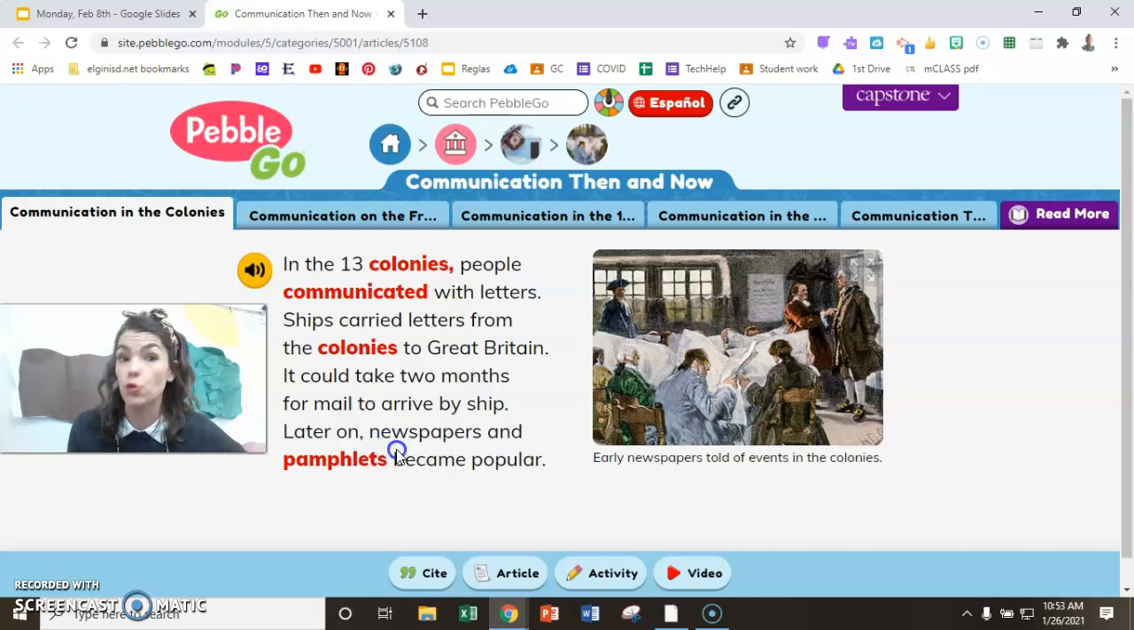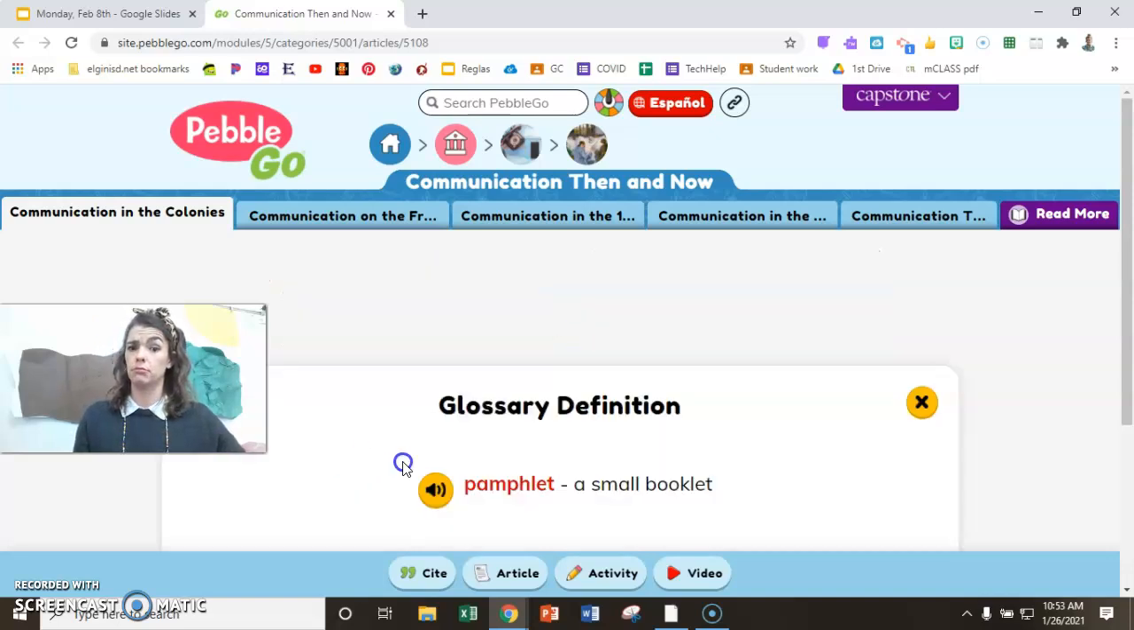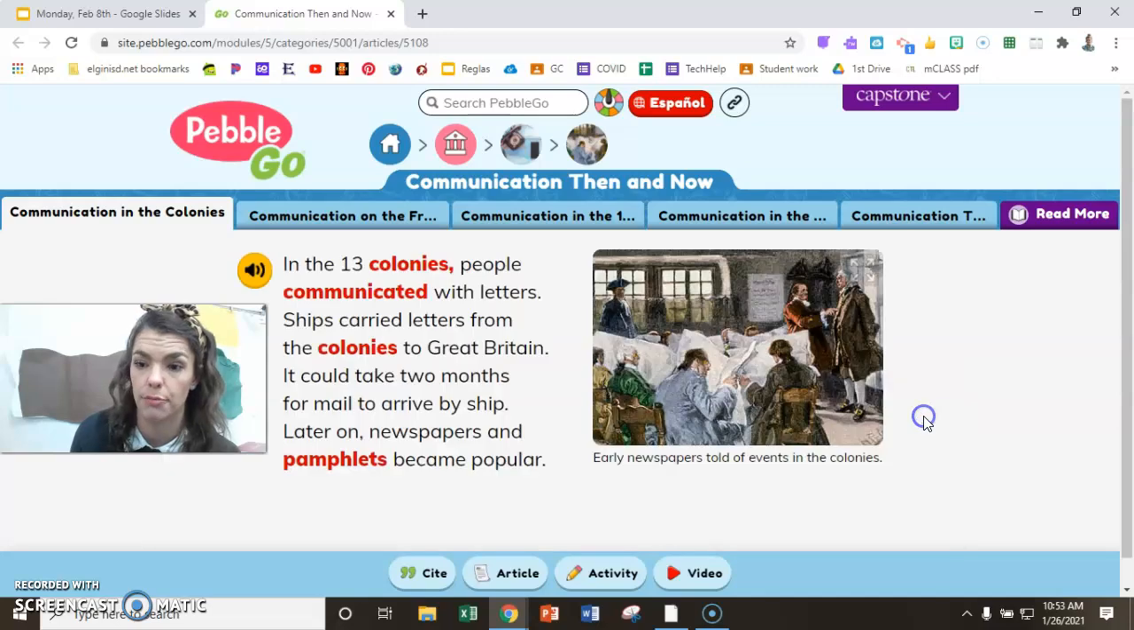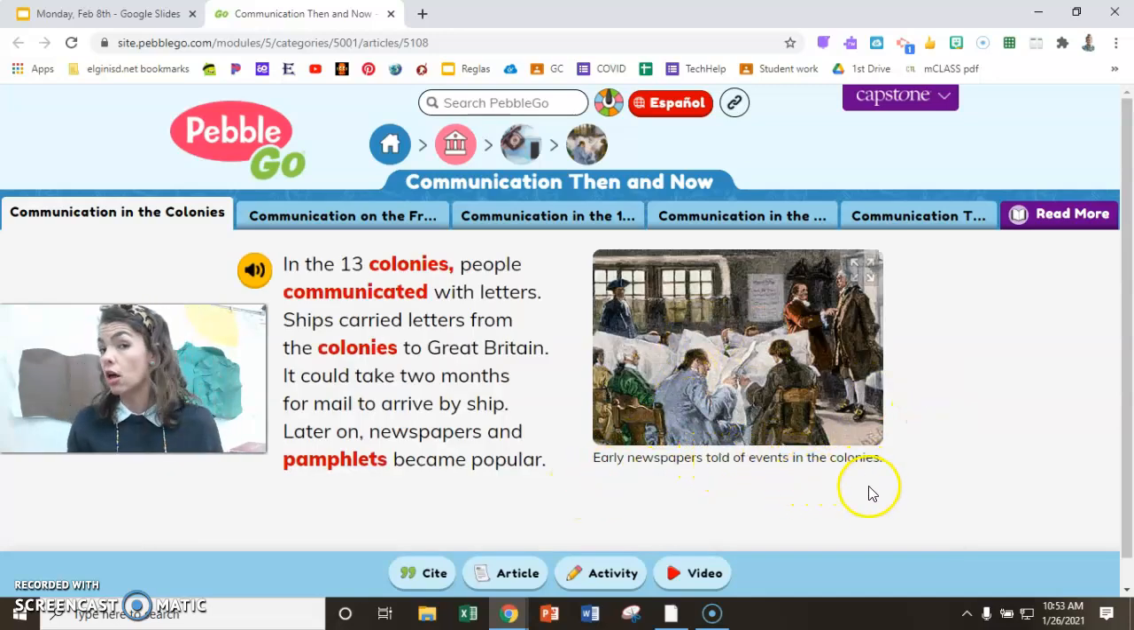Later on, newspapers. Look at this photo. All the newspapers they're reading. And pamphlets. What are pamphlets? Pamphlet. A small booklet. So a little bitty book. A newspaper might be larger, or a pamphlet would be a smaller book. Early newspapers told of events in the colonies.